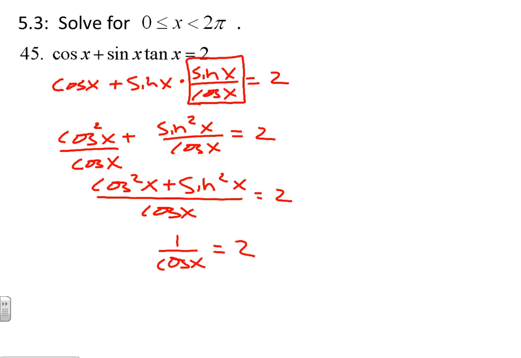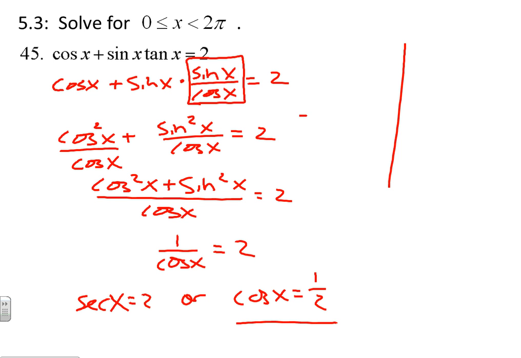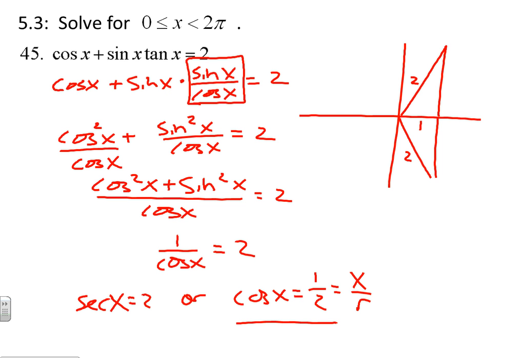So from this, you either get secant of x, the reciprocal of cosine, is 2, or you could say cosine of x is 1/2, depending on what you want to work with. I'm going to work with cosine of x is 1/2. Well, cosine of x is 1/2 when x and r are in ratio 1 to 2. That is a short value for x, and x is positive. For instance, right here and right here.